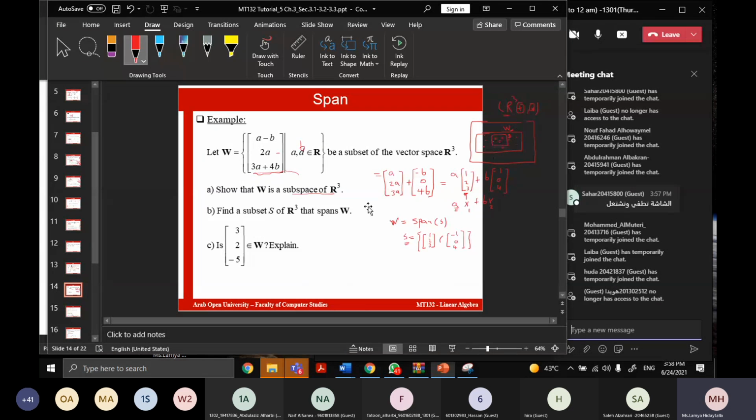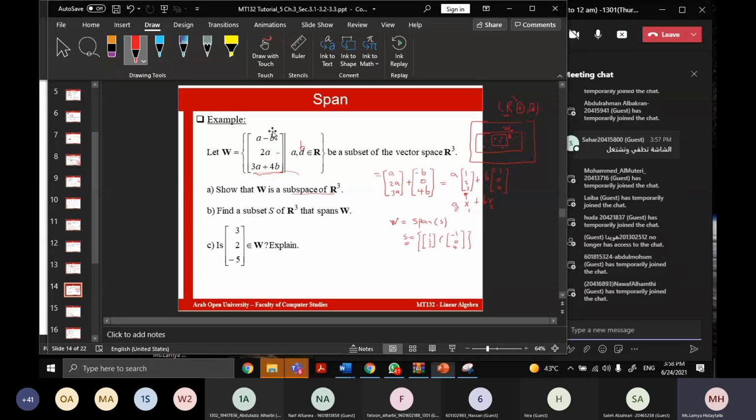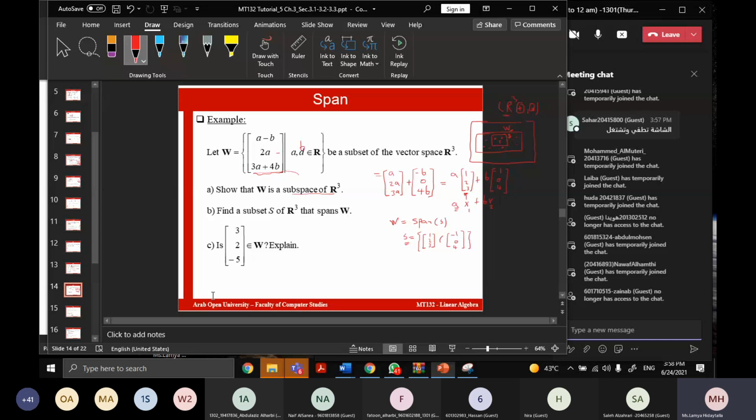The last thing I want to check is whether this vector is here or not. If it is here, it should look like that. That means I want to find the A and the B that will give me this vector. If it is in this space W, then I should find A and B. When I put them here, I get 3, here I get 2, and here. So how do we do that? We equate this vector with this vector. This is equal to that.